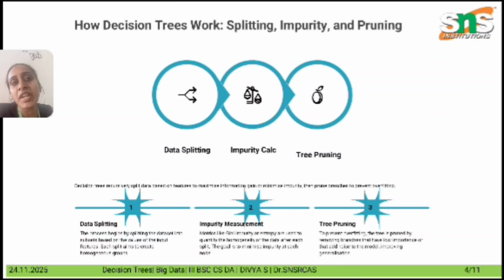Next, tree pruning. To prevent overfitting, the tree is pruned by removing the branches which have low importance or add noise to the model, to improve generalization. So here we are removing the impure, unwanted, low-importance data.